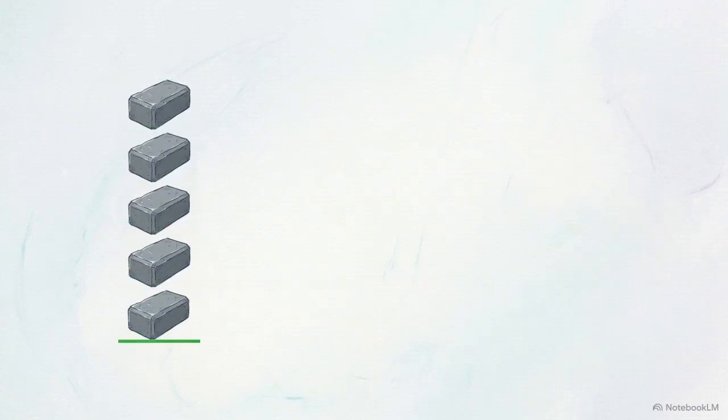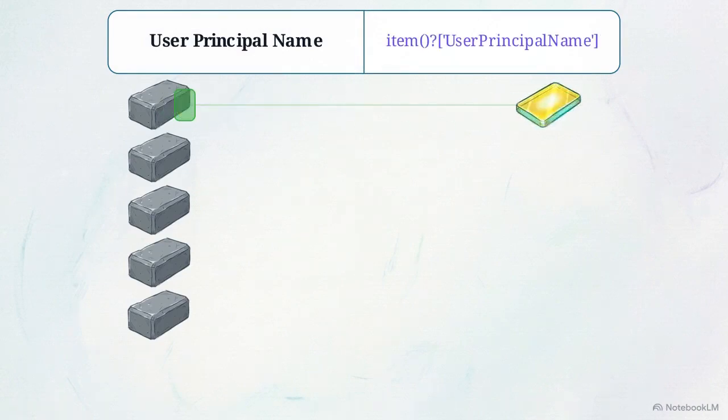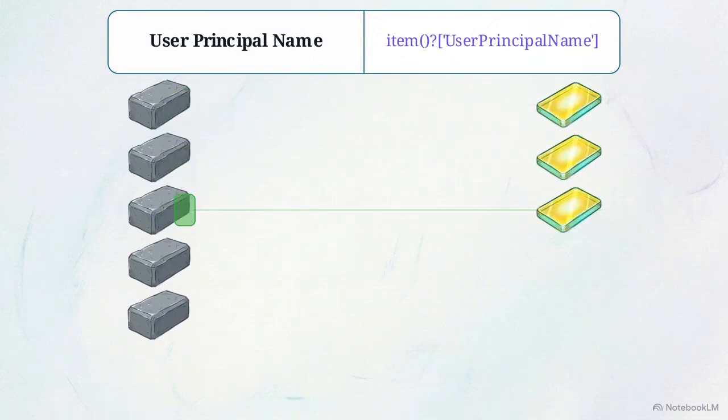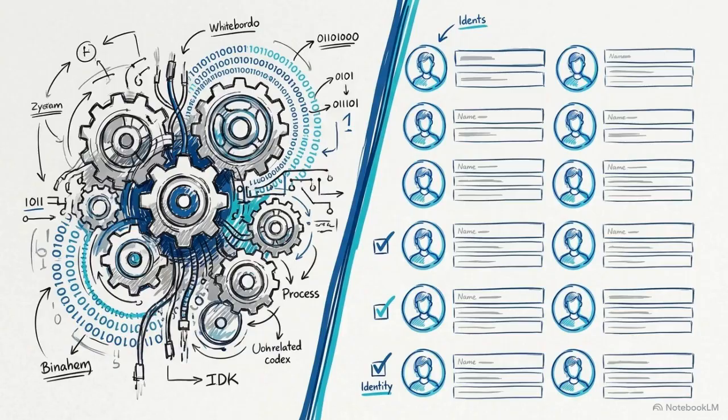In the left side Map field, type User Principal Name. This defines the header for our new cleaned array. In the right side field, use the expression item User Principal Name to target that specific value within the JSON object. This mapping process isolates the human identities from the machine data, turning server output into an actionable list.